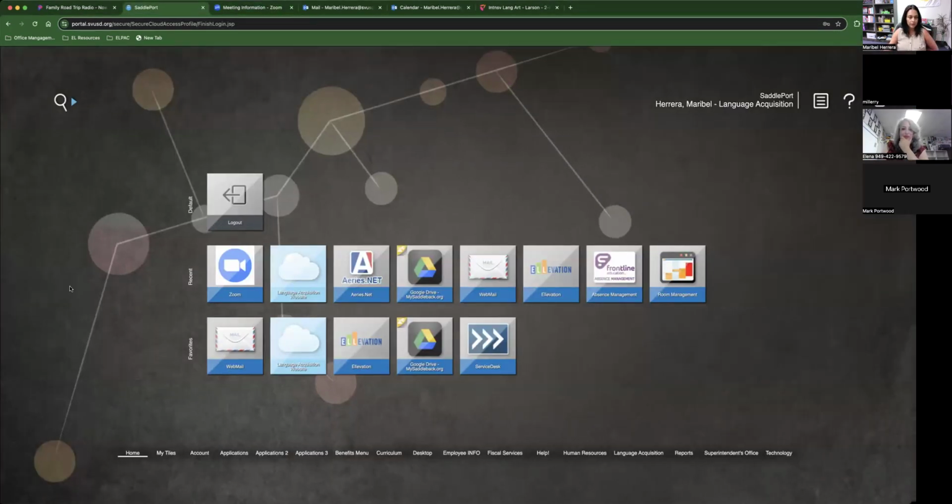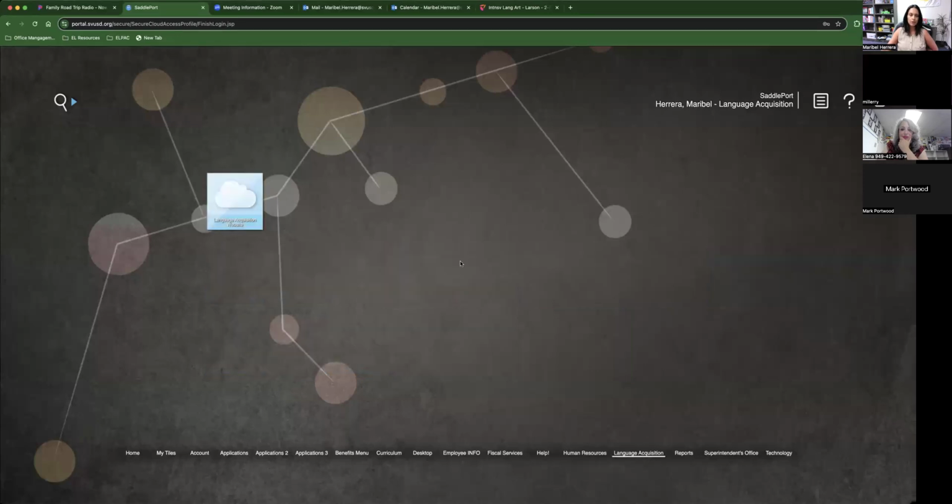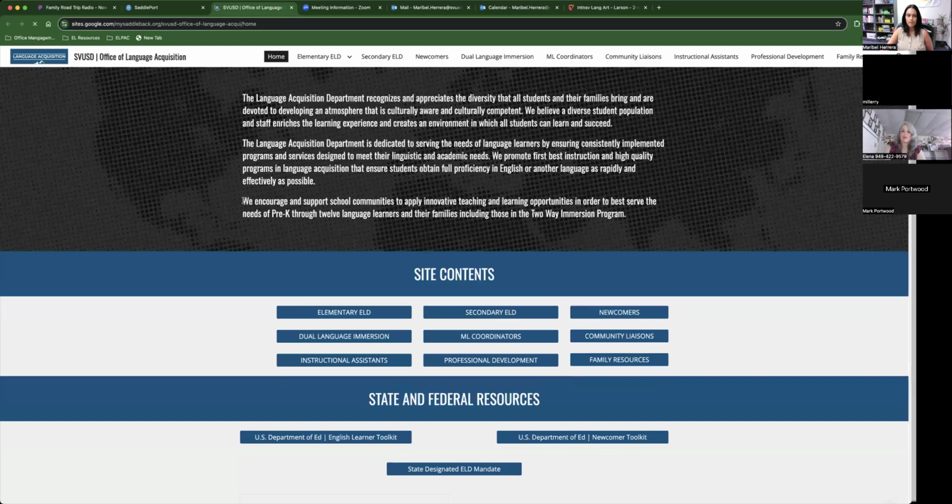Yeah. Okay, so through Saddleport on the bottom where you have home, my tiles, you'll see language acquisition. If you click language acquisition, there will be one tile there, language acquisition website. And then it takes you to this. Can I go on? Are we there? Do we need time?